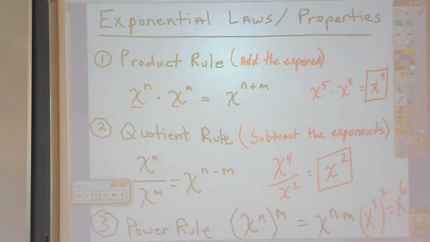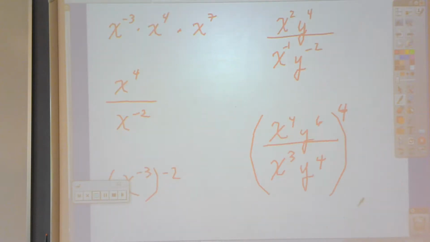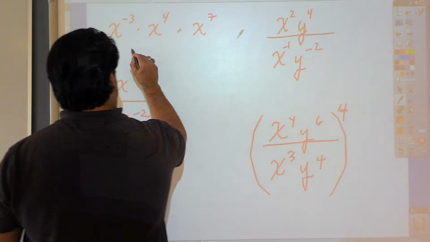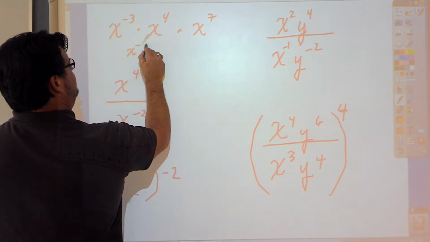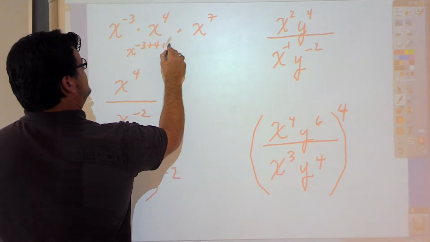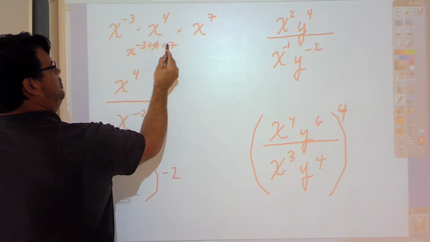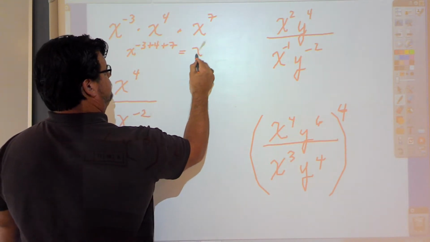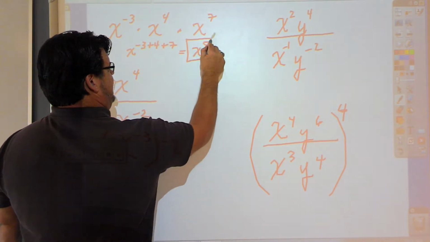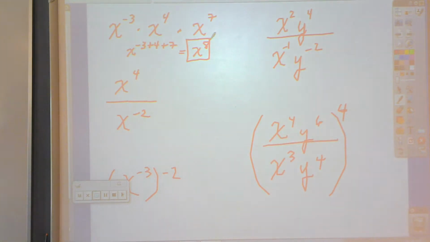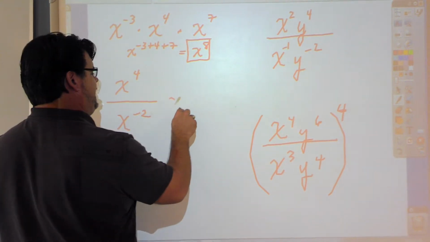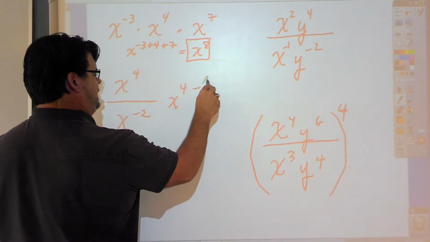All right, so here's your problems. And what's the first one? Well, this is x to the negative 3 plus 4 plus 7, which is 1 plus 7, which is x to the 8. This is x to the 4 minus a negative 2.